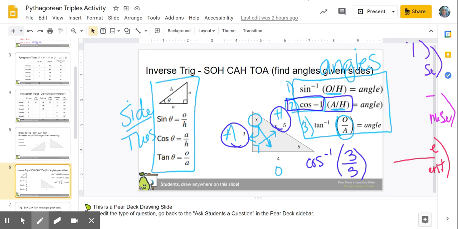So once you've got your cosine -1 and you've made sure you're in degree mode, we're going to put in 3 over 5. And lo and behold, we've got it right here, 53 degrees.